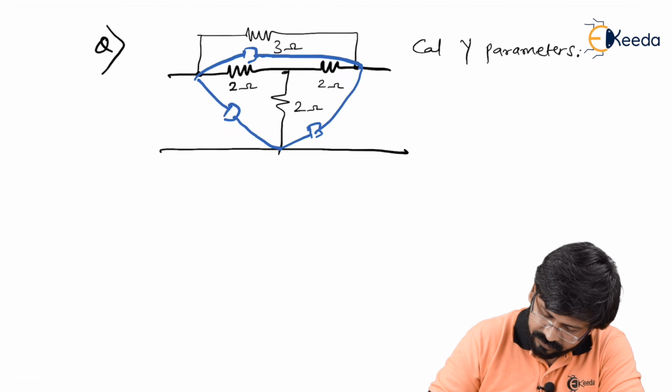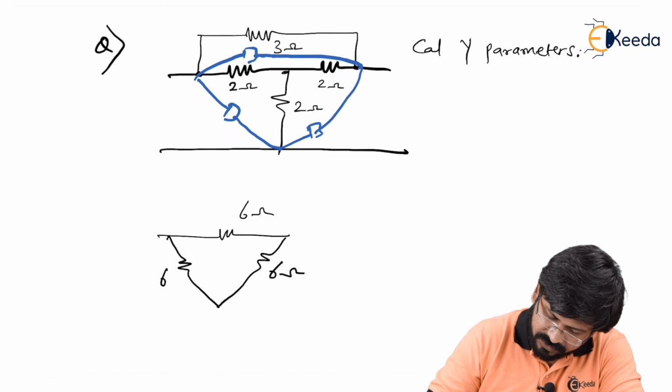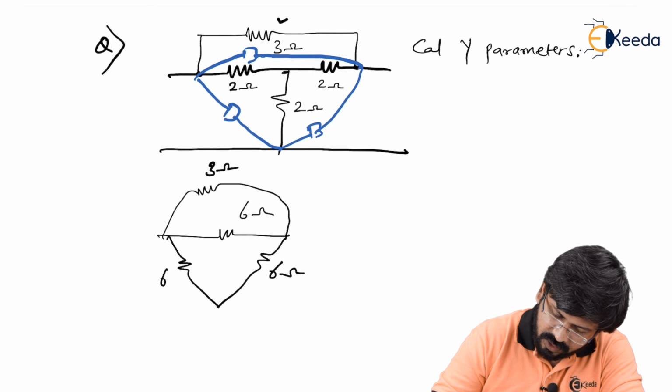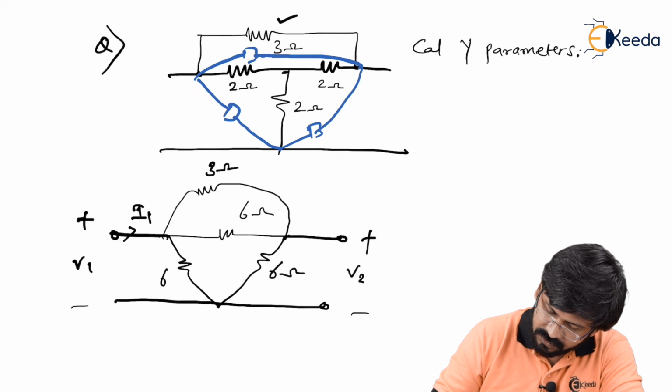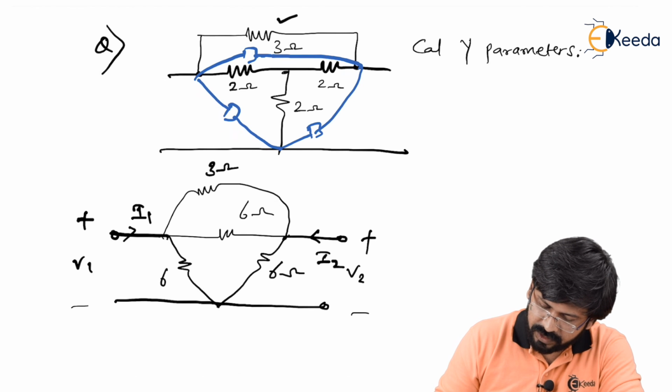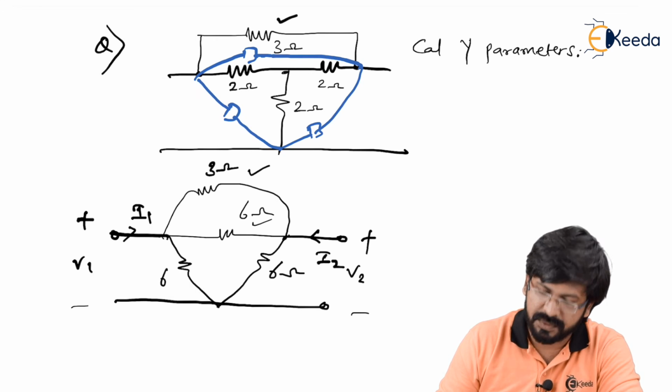It is going to become 6 ohms. This is 6 ohms. This is also 6 ohms. And on top of this, we already had 3 ohms. I'm talking about this 3 ohms, which we already have. And now see, I have completed the circuit like this: V1, I1, plus minus V2, I2. Now what we can see, these 3 ohms and 6 ohms are connected in parallel. You know the fact that when 3 is parallel with 6, it is nothing but 2 ohms.